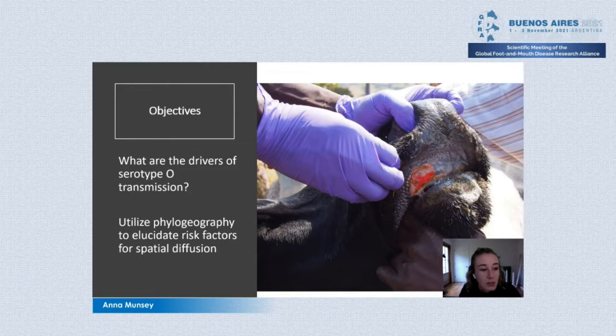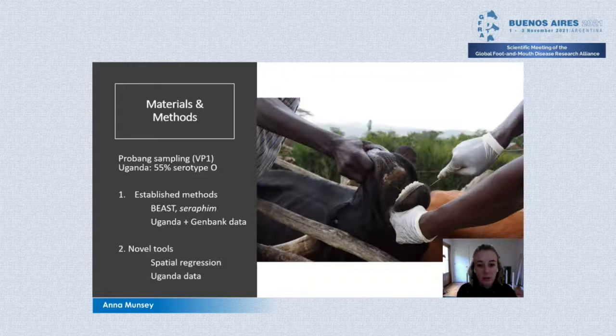Our main question for this study is, what are the drivers of serotype O transmission? We chose to focus on serotype O because it's the most common serotype in this area. And to do this, we utilized phylogeography to elucidate risk factors for spatial diffusion. We undertook sampling of cattle in Uganda over a 4-year period, including probang sampling, which is what's shown here. And our collaborators at Plum Island sequenced the VP1 coding region from viral isolates collected during probang sampling.